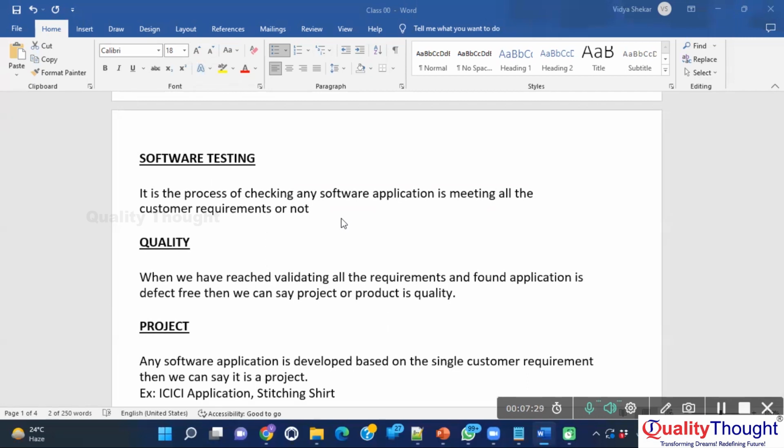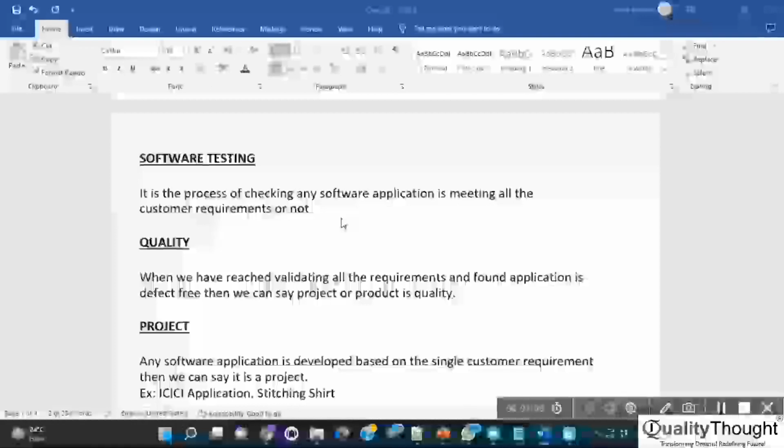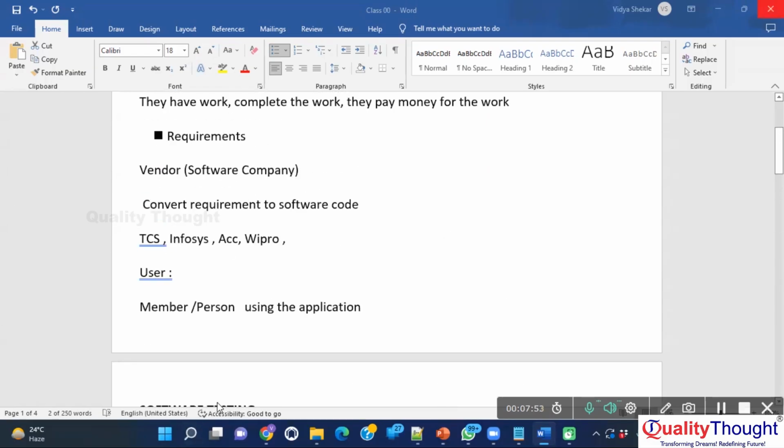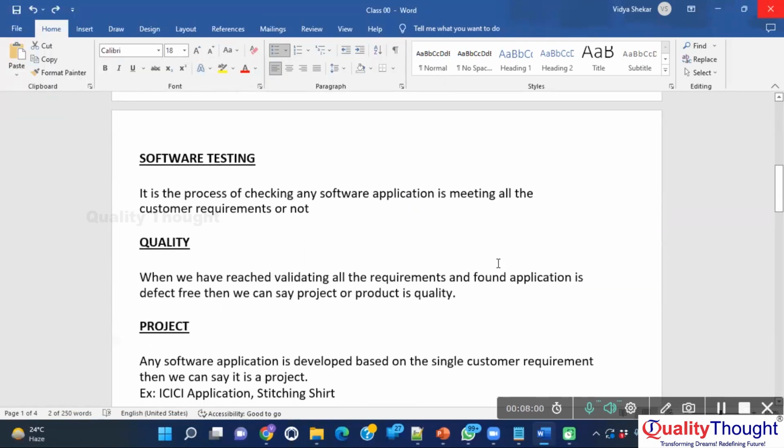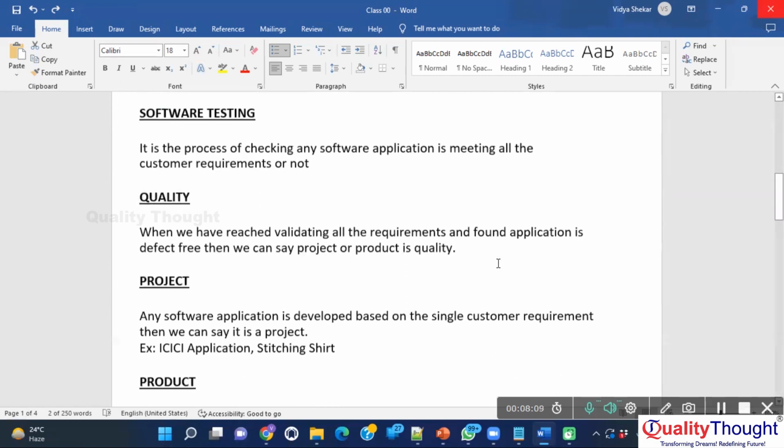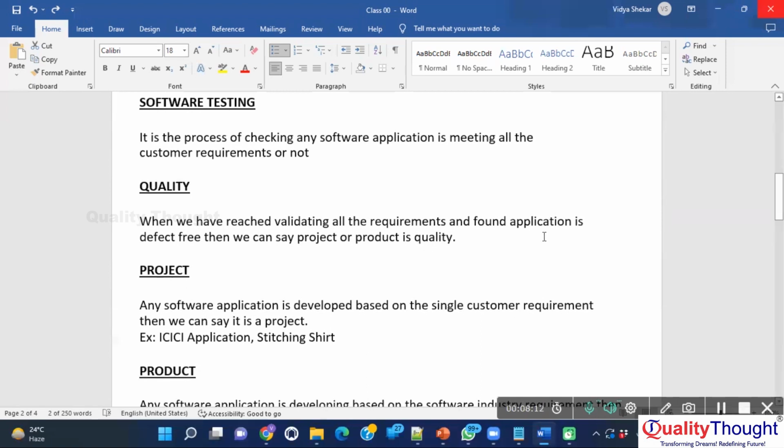So what do you mean by quality? When do you say that it is a quality product? When all the requirements have been met and there are no defects in that particular application, then we say that the project or product is a quality product. Is this clear? So our goal is only to test the requirements given by the client, which are developed by the software company. The main purpose of testing is to achieve quality, validating all the requirements and ensuring that there are no defects in the product. This is your job once you join a company. Are we clear on this?